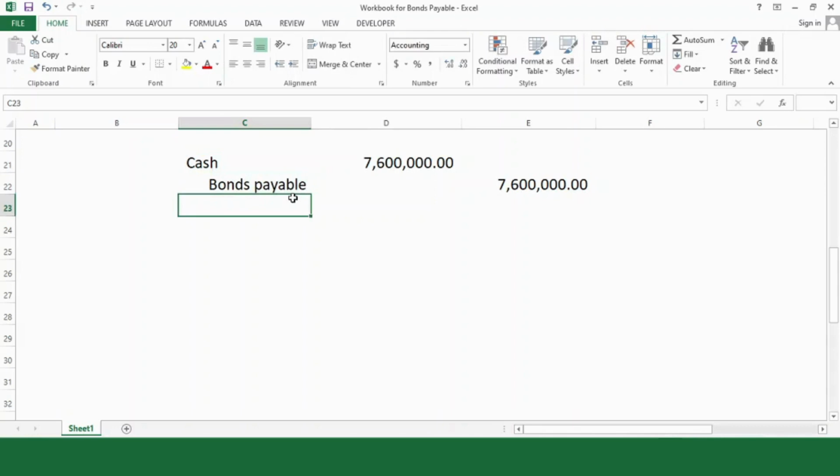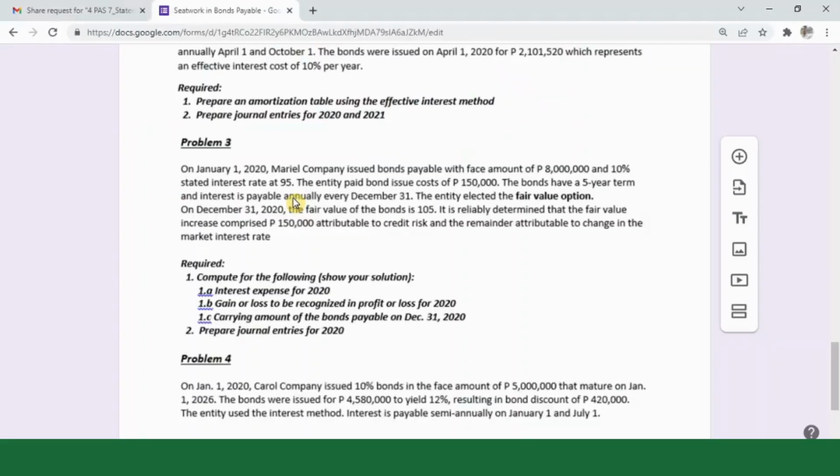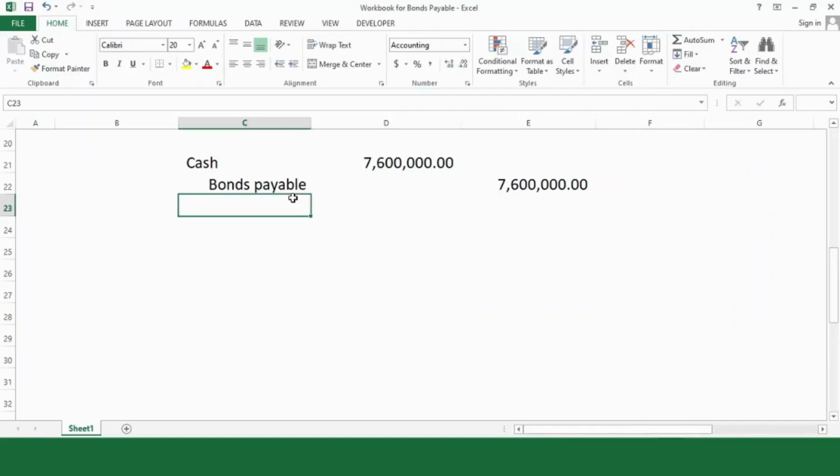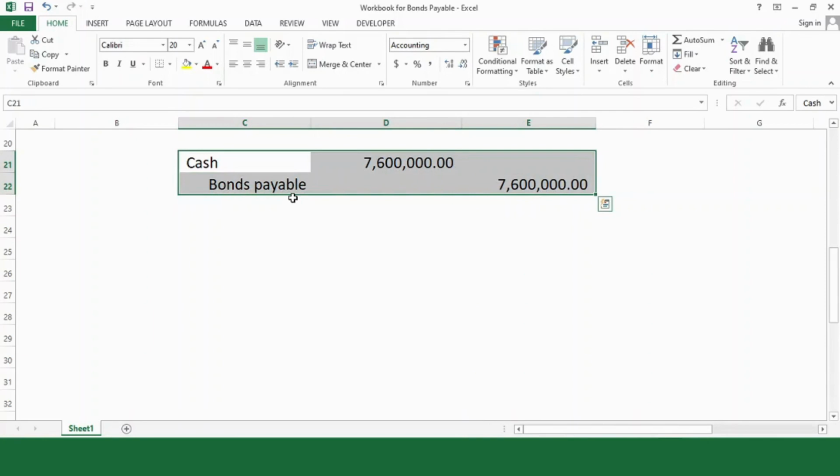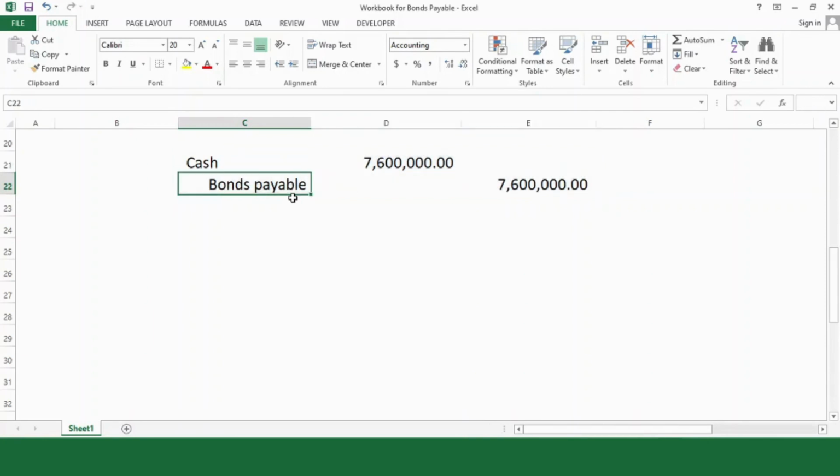May discount ba or premium? Wala. So, wala tayong i-recognize na discount or premium kapag fair value option model ang ginagamit. Okay, fair value model ang ginagamit. We don't need to recognize or record the discount or premium. Ito, obviously, discount to eh, pero hindi na natin kailangan i-recognize to. Kumbaga, diretso siya bawas sa bonds payable. Kung premium, edi diretso dagdag siya sa bonds payable.